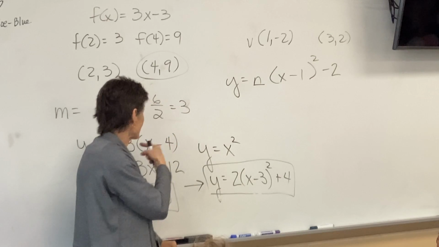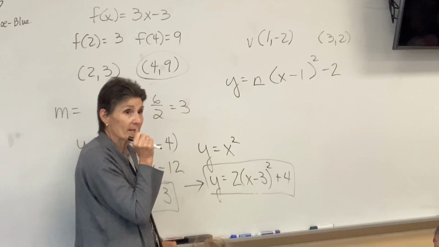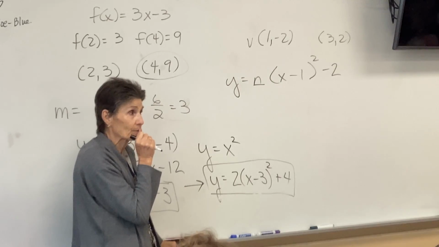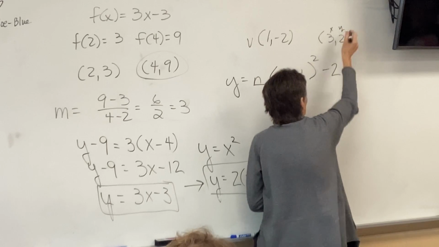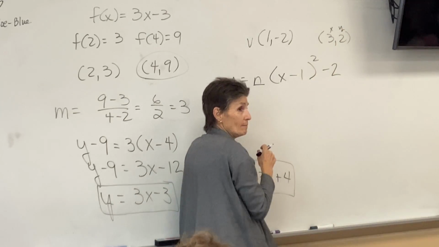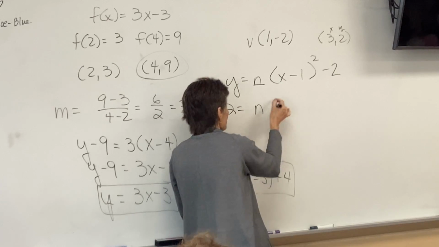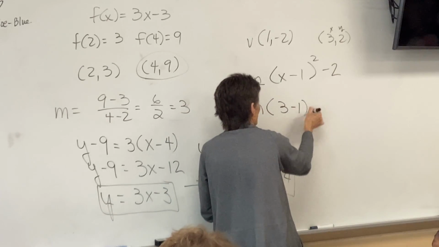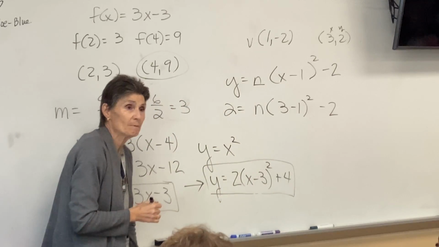But I'm gonna find that the same way I found one earlier. How do I find that number out front? Plug in this other random x and y. So 2 equals n times 2 minus 1 squared minus 2. Just plug it in, just like we did before.